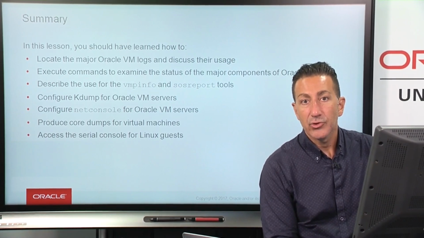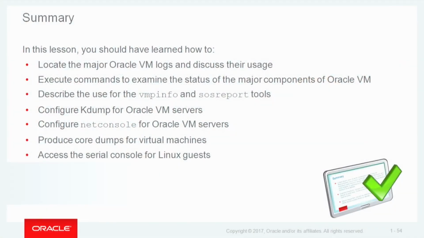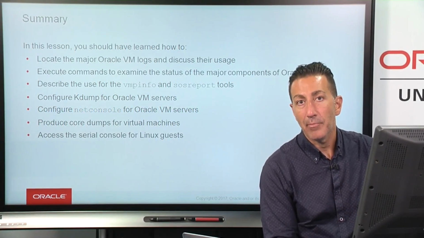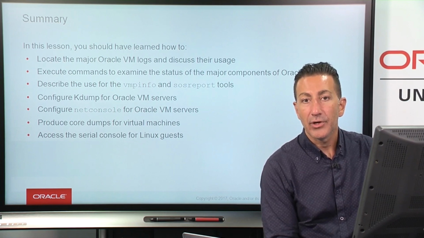So as a summary, in this lesson you should have learned how to locate the major Oracle VM logs and discuss their usage, execute commands to examine the status of the major components of Oracle VM, describe the use of the OVM Info and the sosreport tools, also the use of the OVM tool log Python script, configure kdump for Oracle VM servers, configure kdump or similar functionality for the virtual machines, configure netconsole for the Oracle VM servers to help you send kernel panic messages to a remote server, and also how to configure and access the serial console for the Linux guests.